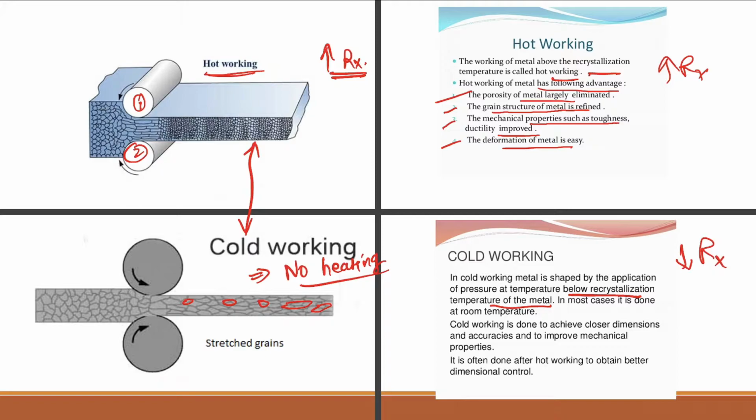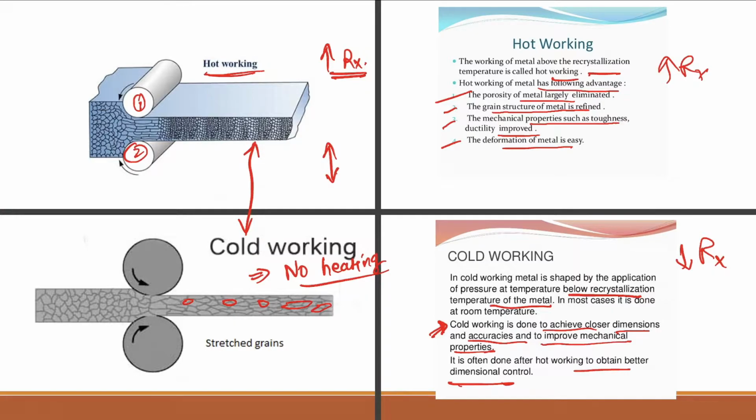Cold working is done to achieve closer dimensions and accuracies and to improve mechanical properties. So for closer dimensions and accuracy, this is used. It is often done after hot working to obtain better dimensional control.